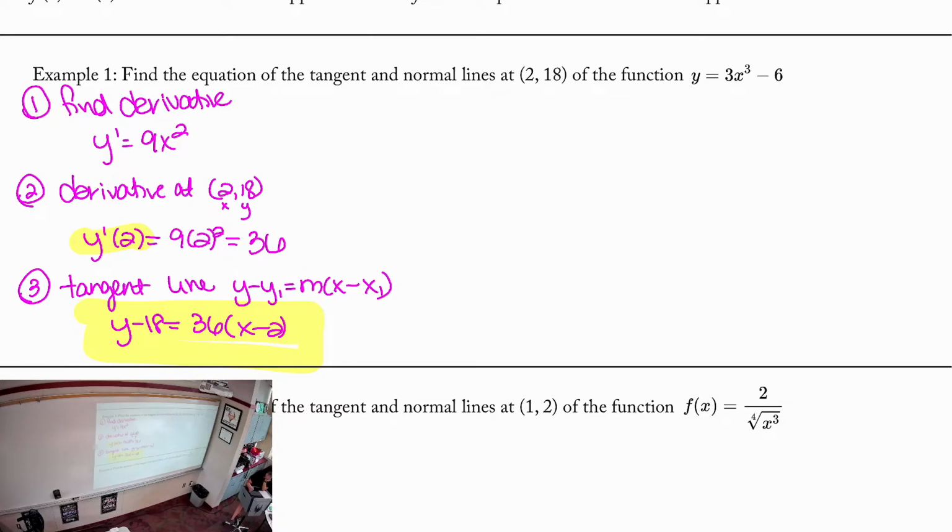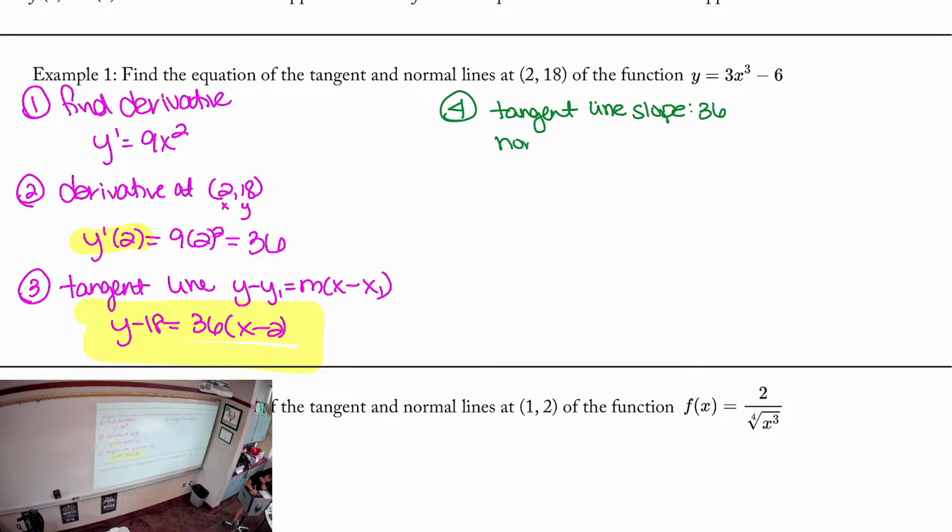Okay, so tangent line slope. I was trying to be mathematically correct, and now you guys are all. Alright, your tangent line slope is 36.